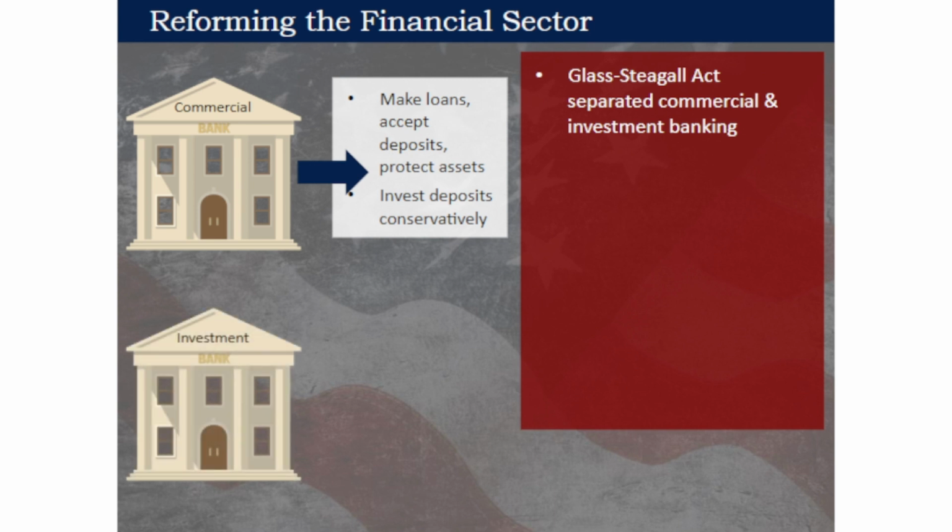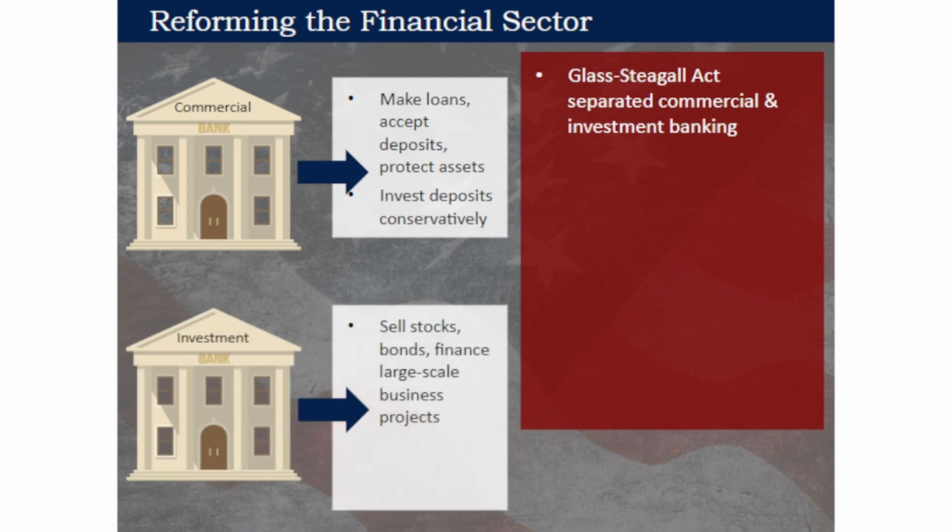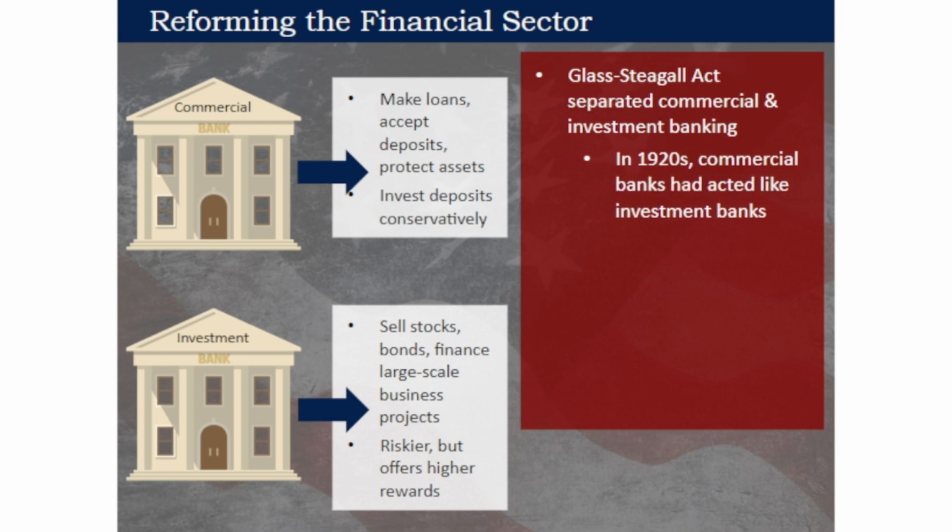Investment banks operate in a different realm. They deal with the sale of stocks and bonds, make mergers and acquisitions, and provide financing for large-scale business projects. Investment banking is riskier, but also offers the possibility of higher rewards. Prior to Glass-Steagall, especially during the 1920s, many commercial banks acted like investment banks, essentially gambling their customers' money in higher-risk ventures. This led to many banks failing after the stock market crashed and the Depression began.